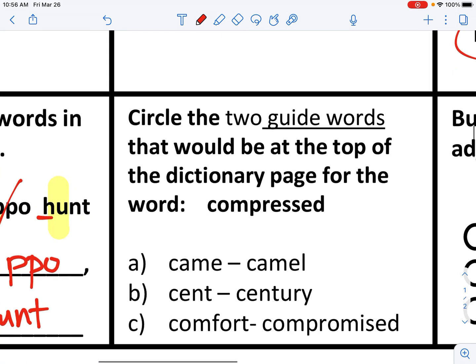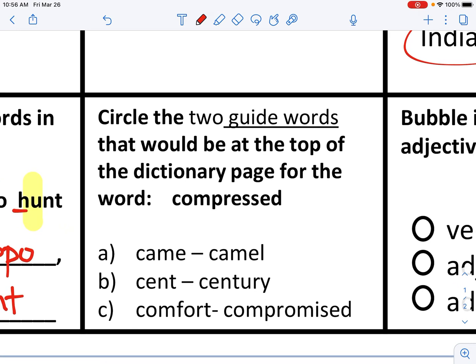Next one, circle the two guide words that would be at the top of the dictionary page for the word compressed. So I see it starts with C. All of these options start with a C, so that C won't help. I need to look at the O now. Does A and A mean that O would fit between that? No way. O comes after A.